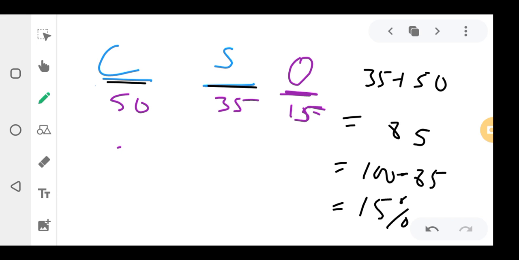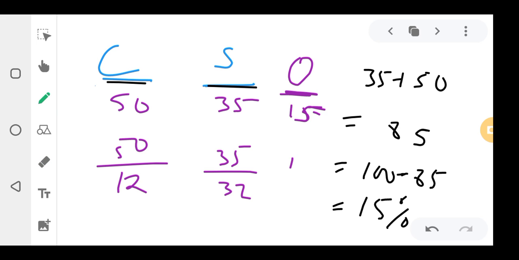And then what do you have? You divide each percentage by its mass number. Carbon's mass number is 12, sulfur is 32, and oxygen is 16. So 50 divided by 12, what answer are you going to get?